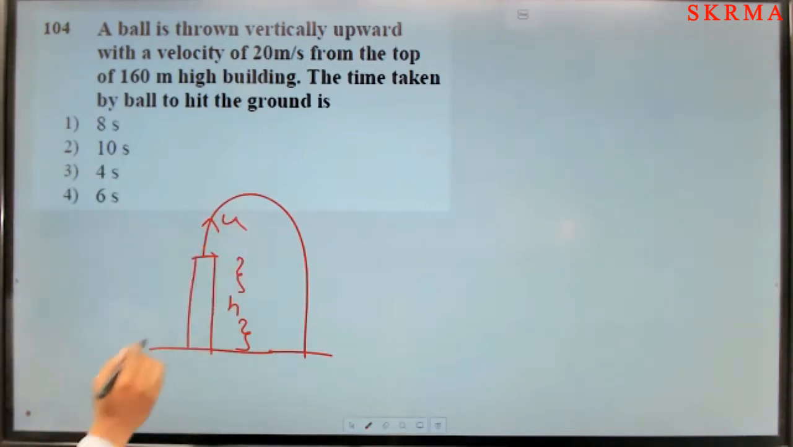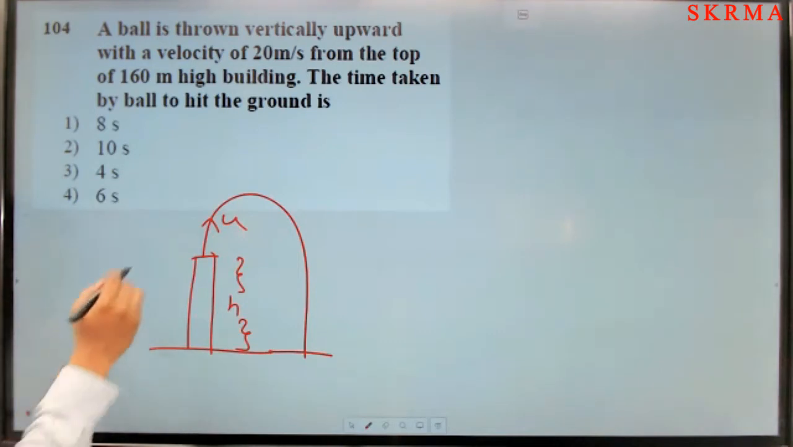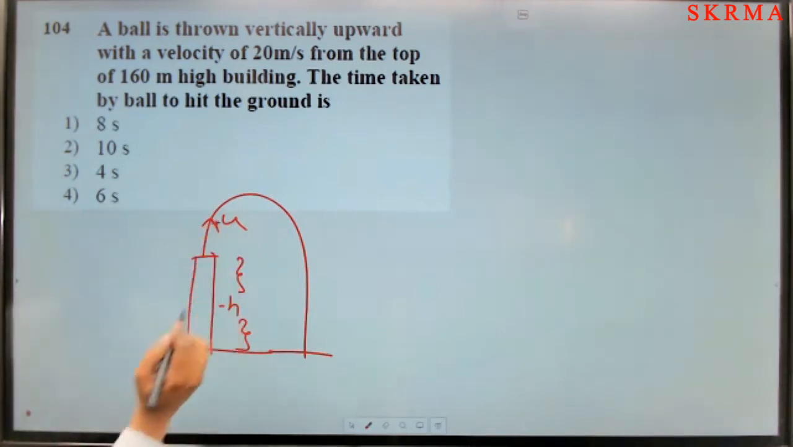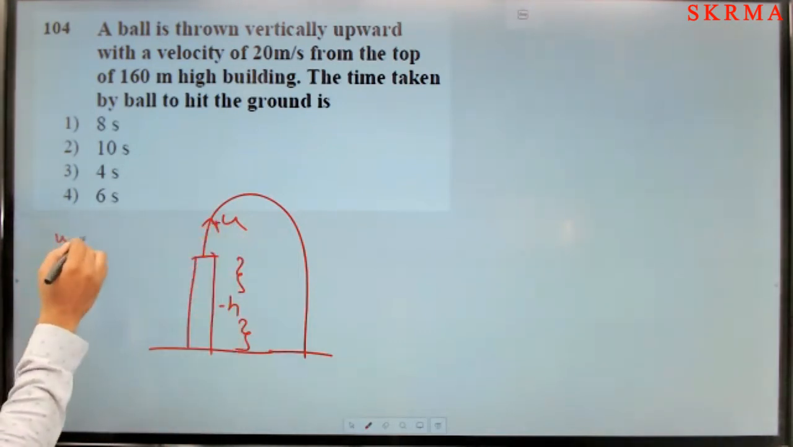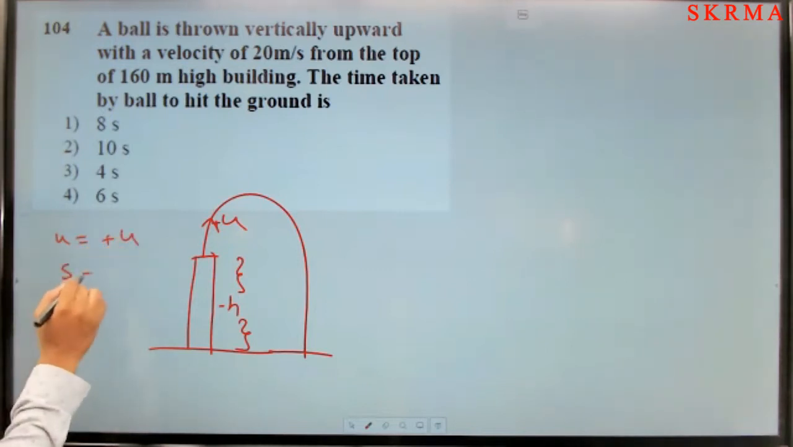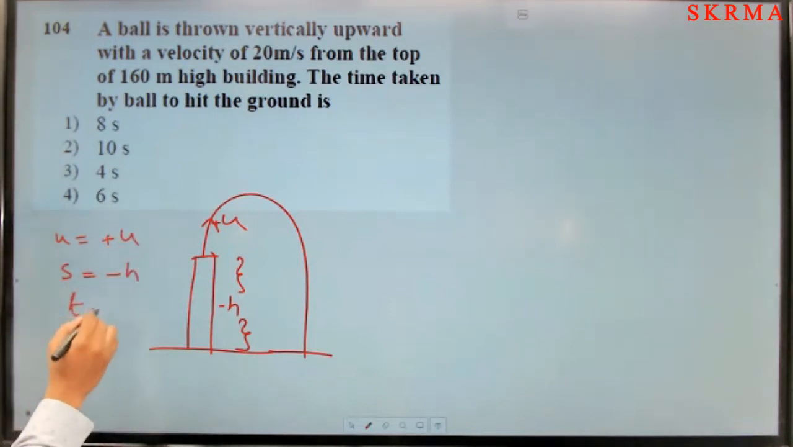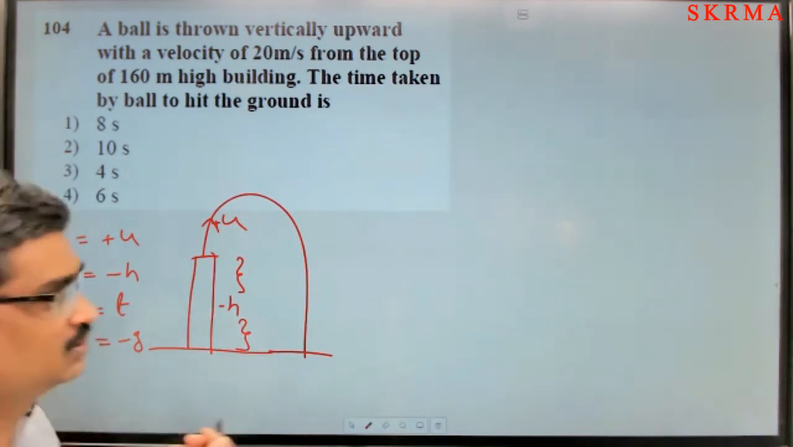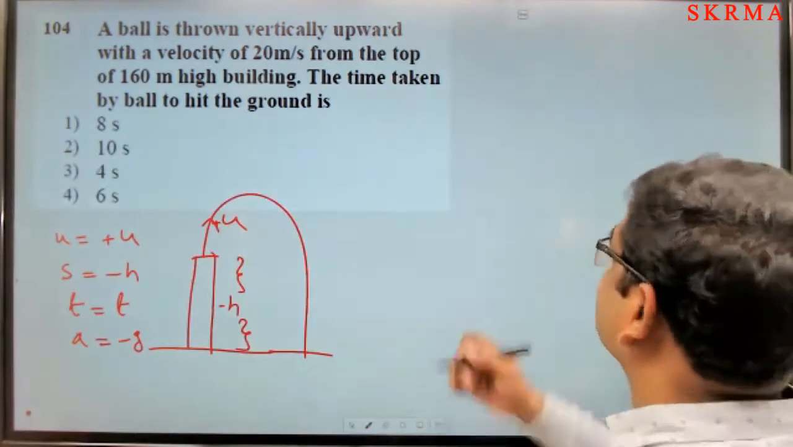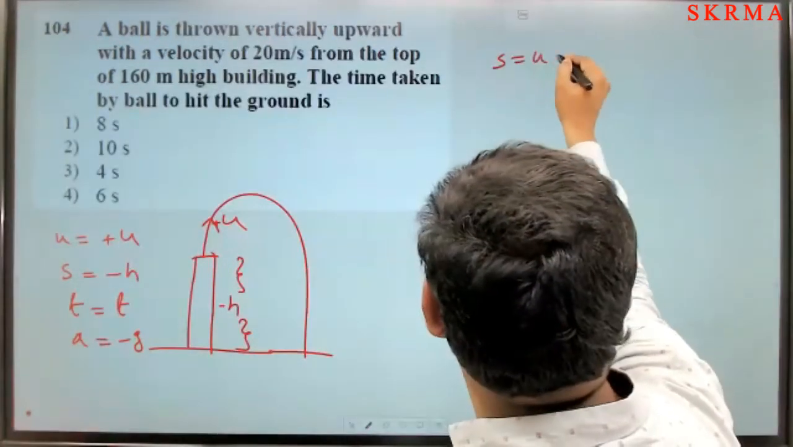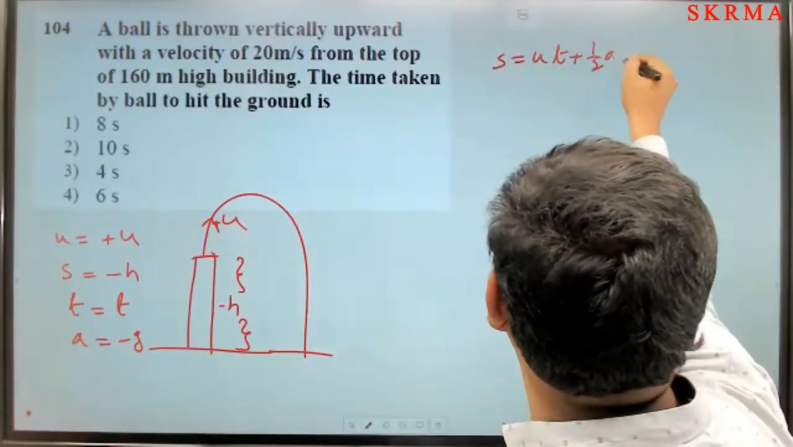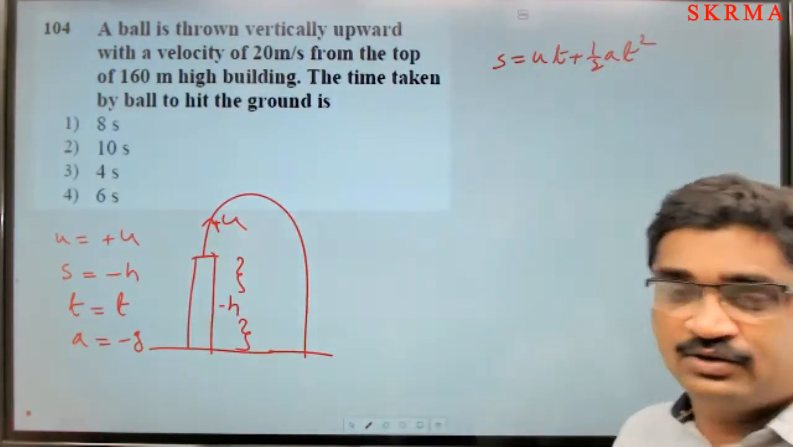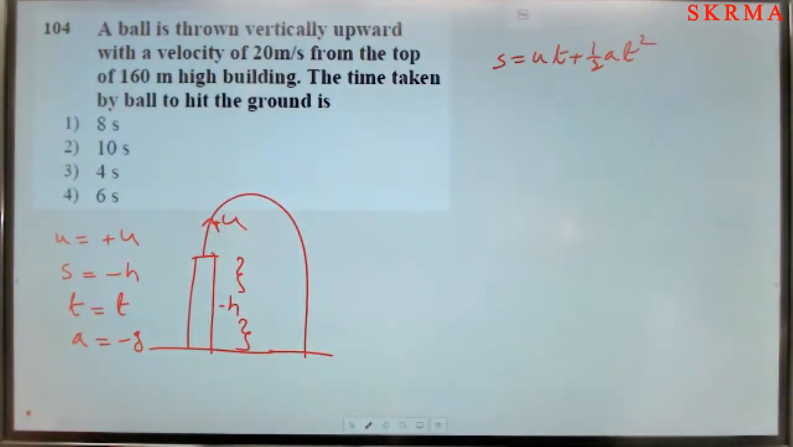So velocity upward. So take upward as positive, velocity is positive. So downward is negative. So initial velocity is plus u and displacement equal to minus h. Let t is the time taken. Acceleration equal to minus g. So just I am taking upward direction as positive and downward direction as negative. Now write down the equation of motion for this. That is s equal to ut plus half at square. S equal to ut plus half at square is the equation of motion.